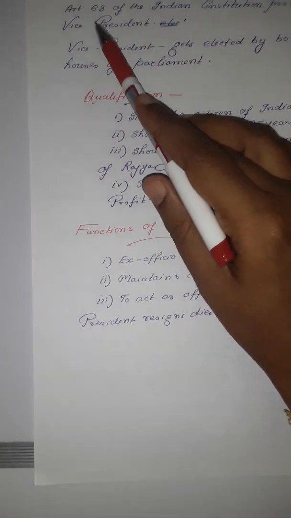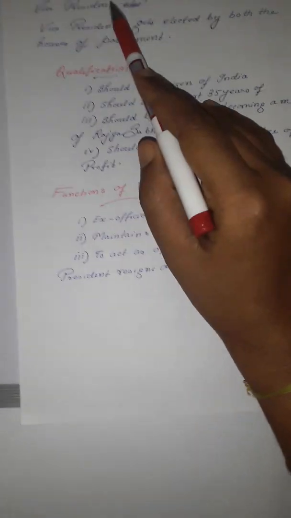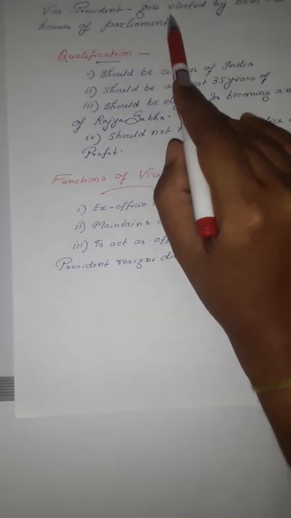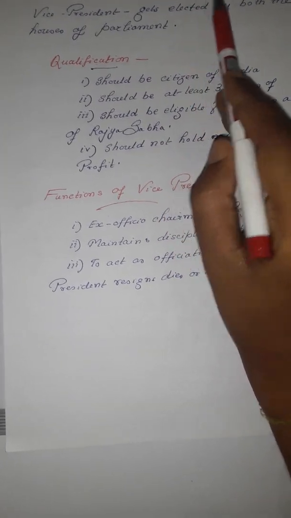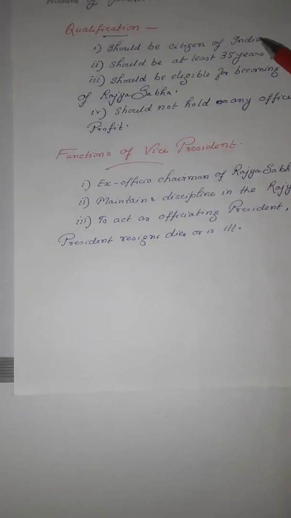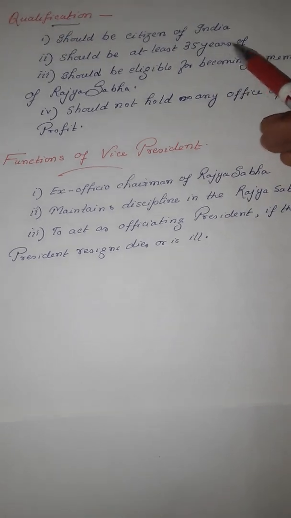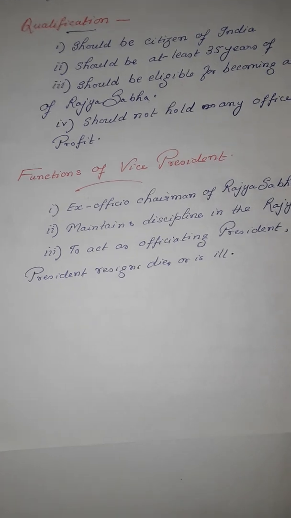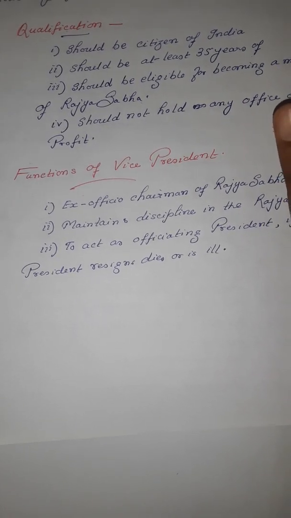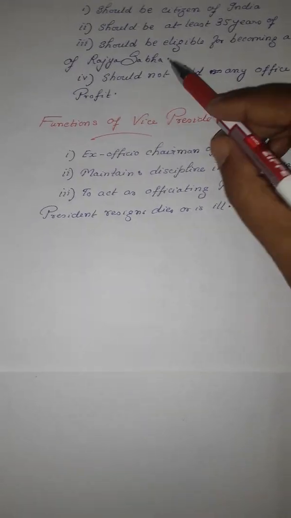Okay, next thing you need to know about the vice president. Now, Article 63 of the Indian Constitution provides for a vice president. The vice president gets elected by both the houses of parliament. That means he gets elected by the members of Lok Sabha and Rajya Sabha. Now, qualifications: he should be a citizen of India, should be at least 35 years of age, and should be eligible for becoming a member of Rajya Sabha. Whatever criteria are required for a candidate to be a member of Rajya Sabha, he should possess all those qualifications. Next, he should not hold any office of profit.